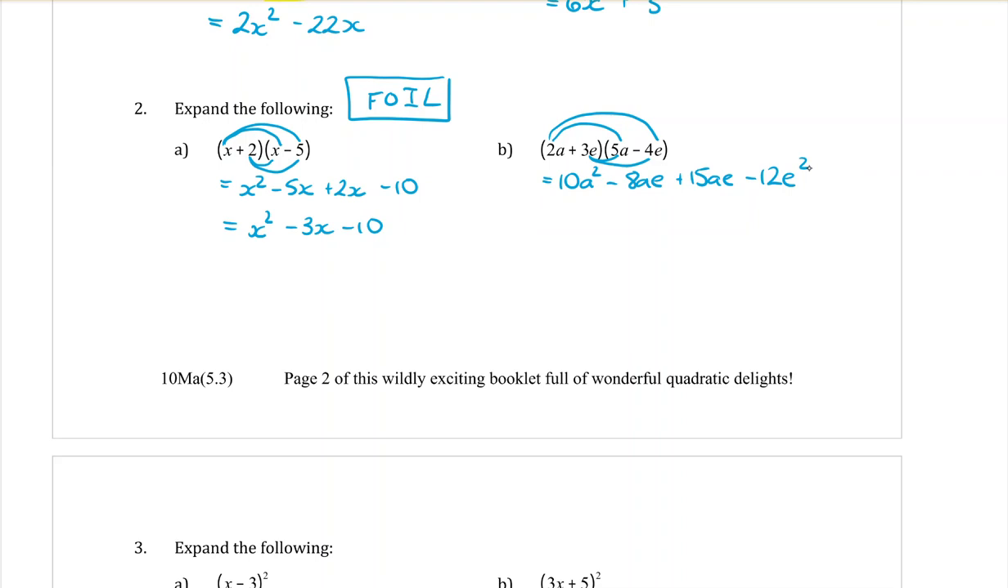So again, the two middle terms are like terms. Let's collect them up. 10a squared stays there. Minus 8 plus 15 is a positive 7ae. And then the minus 12e squared sitting on the end.